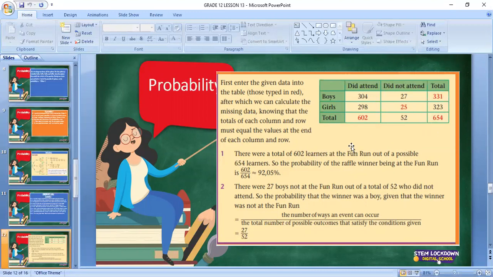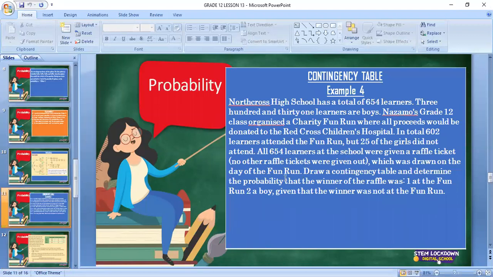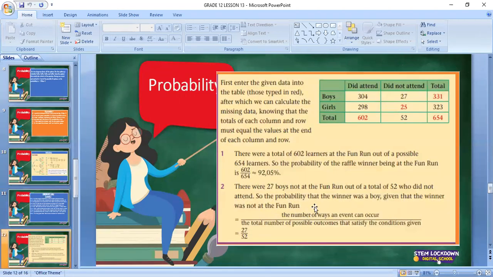And from there, we can answer the question. So what was the question? Draw a contingency table and determine the probability that the winner of the raffle draw was at the fun run. So how do we do that? How many people were at the fun run? How many people were there?